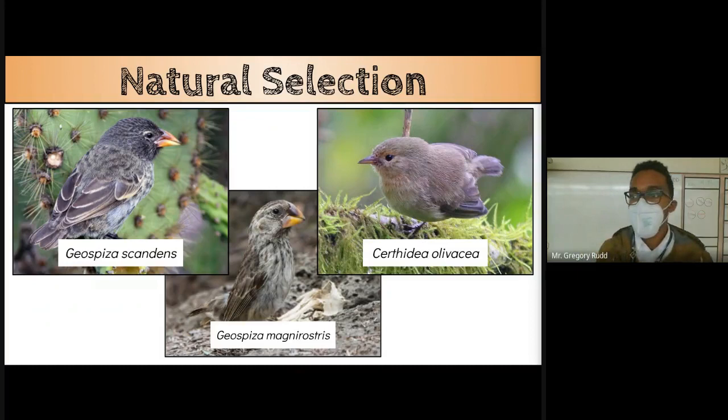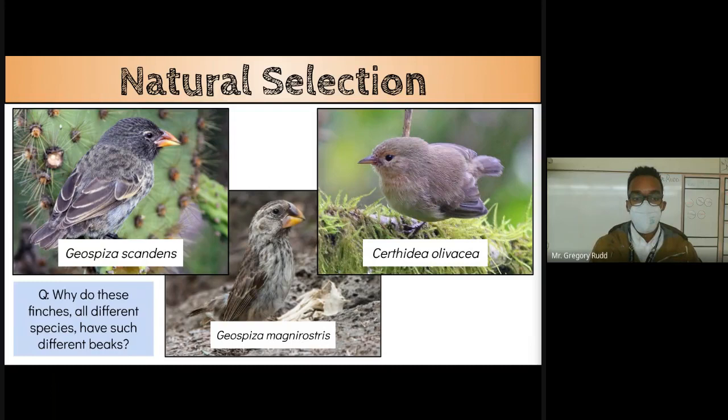Why do they have different beaks? Why would they have different beaks? Think about competition again. That's a key component of natural selection. What are they competing for? For food. Yeah. So they evolved to have different beaks because this gave them access to different types of food. This very first bird on the top left, they have different beaks. This gives them access to different food.